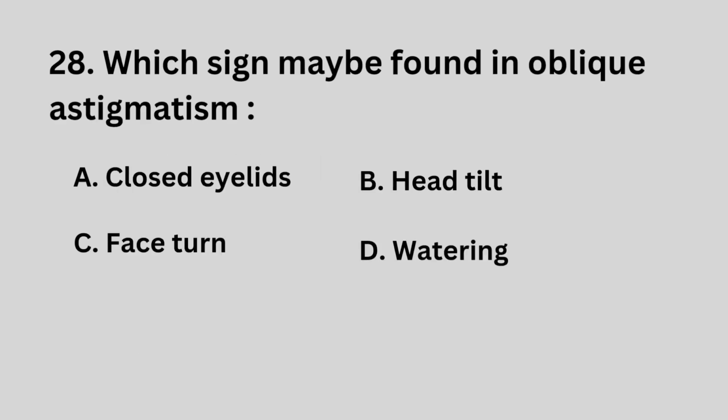Next question. Which sign may be found in oblique astigmatism? Option A, closed eyelids. Option B, head tilt. Option C, face turn. And option D, watering. Correct option is option B, head tilt.